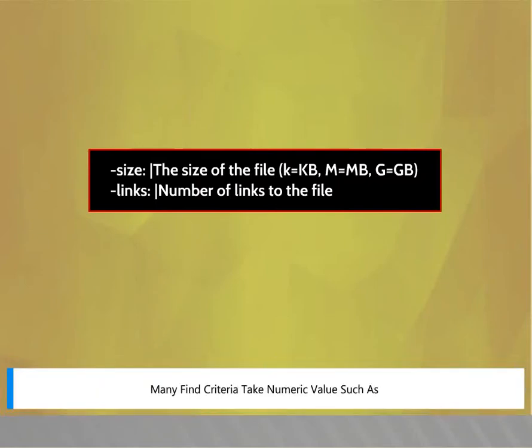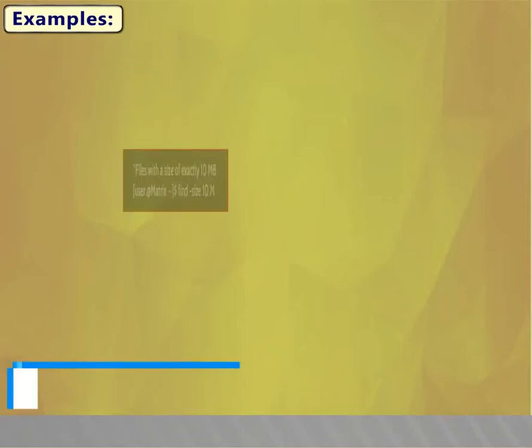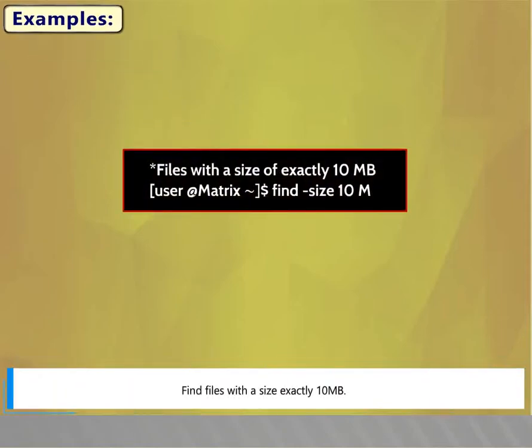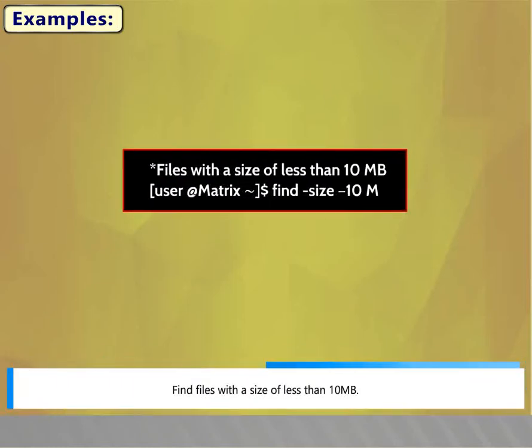Many find criteria take numeric value such as examples. Find files with a size exactly 10 MB. Find files with a size of over 10 MB. Find files with a size of less than 10 MB.